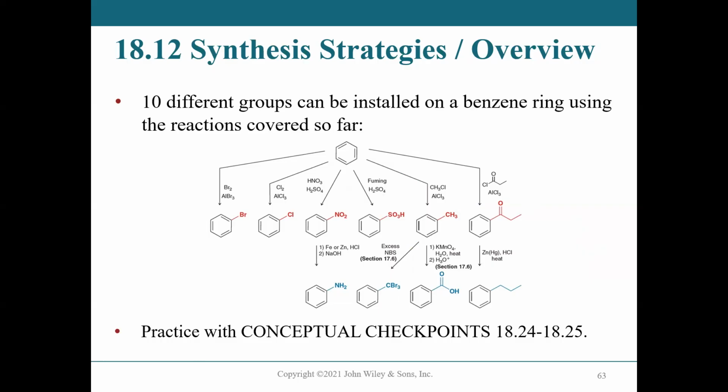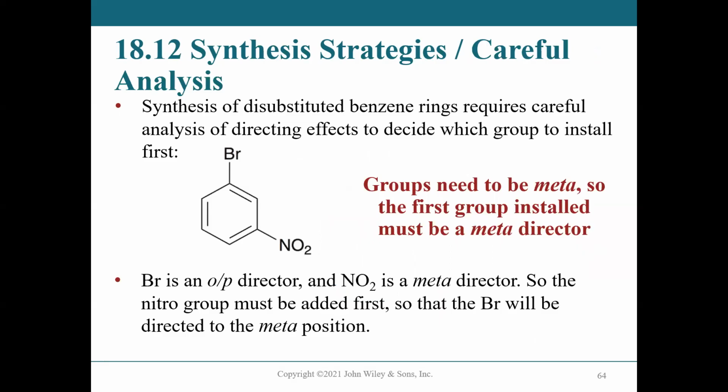And then they go on to say, okay, so synthesis of a disubstituted benzene ring requires careful analysis of the directing groups. So which one are you going to put on first, the bromine or the NO2 group? Since the nitro group is a meta director, we're probably going to put the nitro group on first, followed by the bromine group. If we put the bromine group on first, then the nitro group is going to go on either ortho or para, and that's not where we want to have the nitro group.